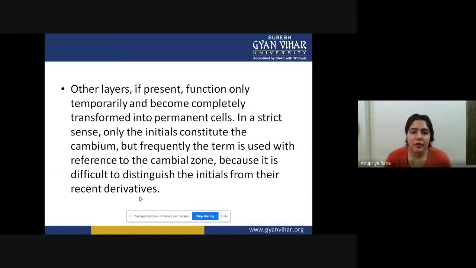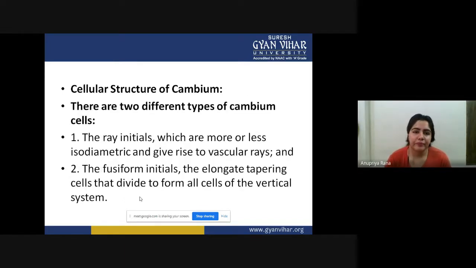But sometimes it is very hard. Like if we wanted to identify that permanent tissue from their recent derivatives, because they look alike, means they look similar in features like their shape, their size, their formation zone. So that's why it is difficult sometimes to identify them.